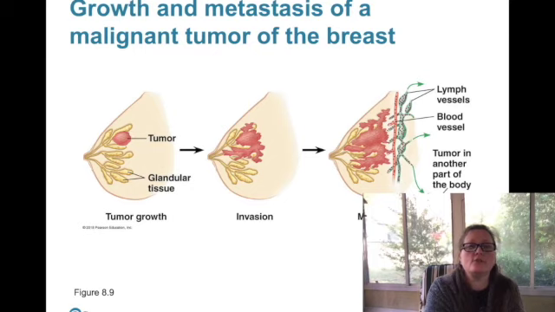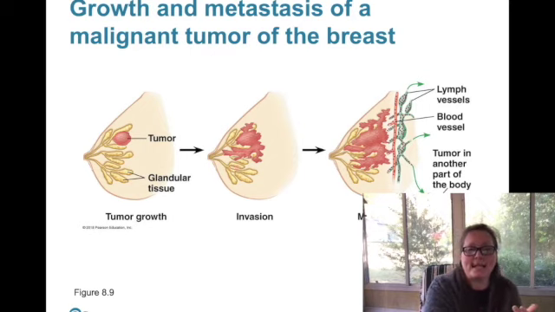So this is trying to show you about a malignant tumor in the breast. So we have a tumor found here, so that'd be like if you noticed a lump. And then it's going to grow, so it starts invading all the other parts. What happens when it invades is it's getting into the circulation system, whether it is your actual blood system or your lymphatic system. I always refer to them as like the superhighway through your body.